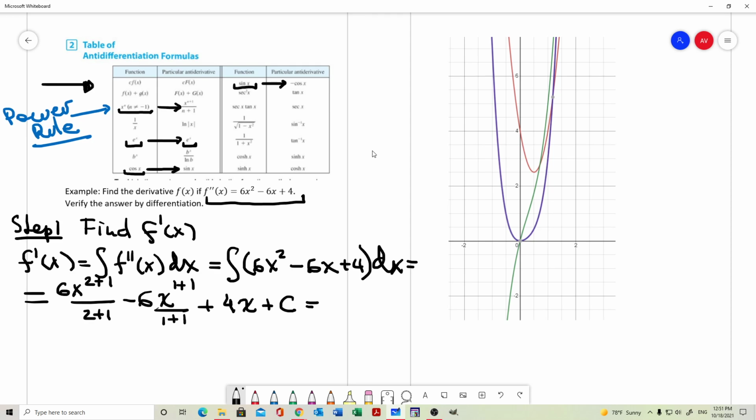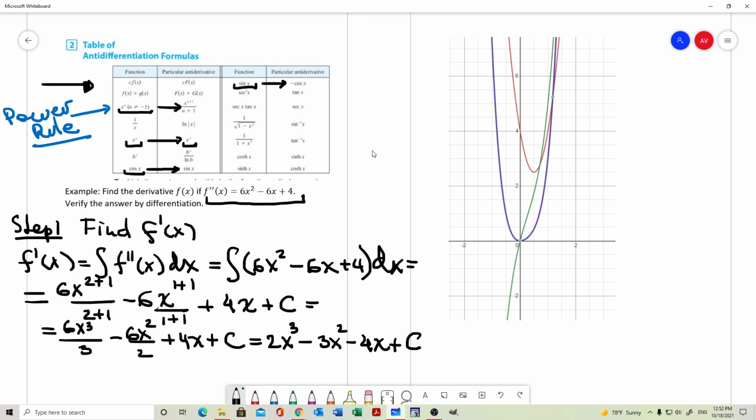If we simplify, we'll have 6x cubed over 3 minus 6x squared over 2 plus 4x plus some constant C. And if we simplify one more time, that will give us 2x cubed minus 3x squared plus 4x plus constant C. We can take the C value to be equal to 0, for instance.